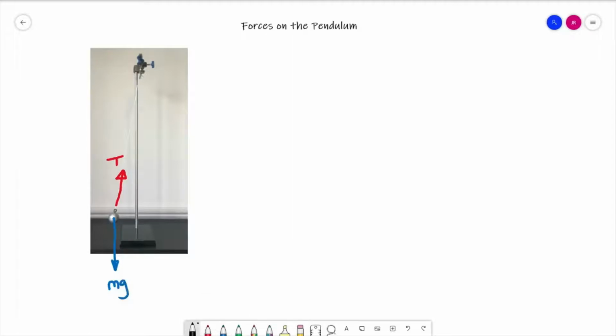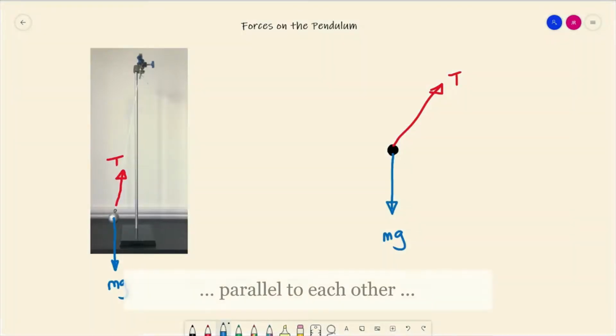Now, if I'll just redraw that over here, here is the bob. The tension in the string will be acting in a direction up there. I know I've exaggerated the angle, but that's just to hopefully make you see what's going on here. And the weight is acting straight down. Now, of course, we've got a little bit of a problem here. We've got two forces that are not acting perpendicular to each other. We therefore need to resolve one of these forces.